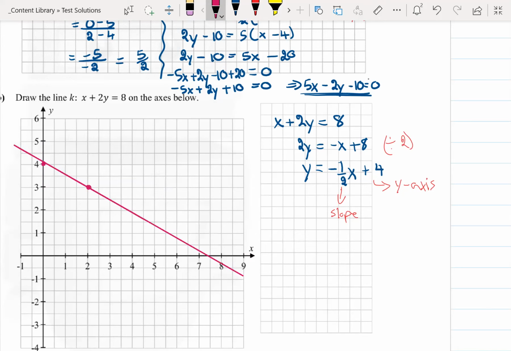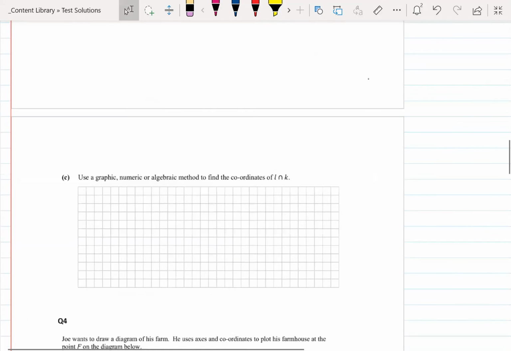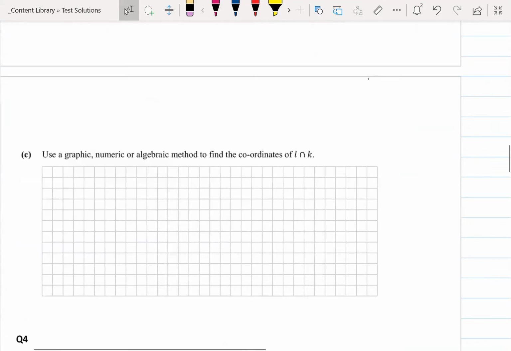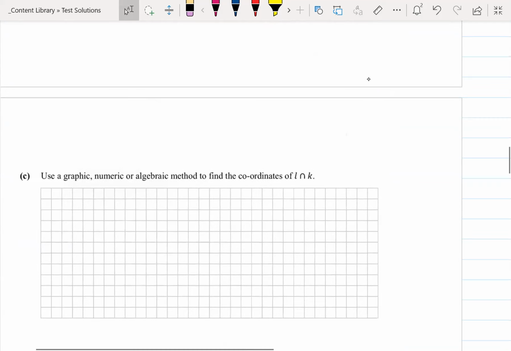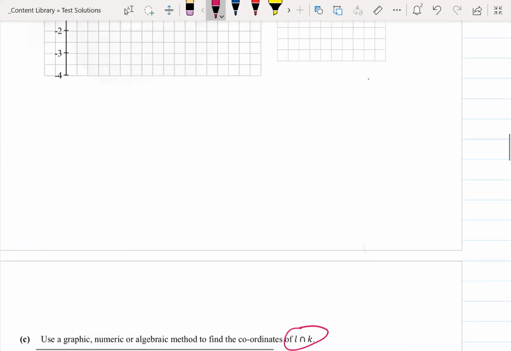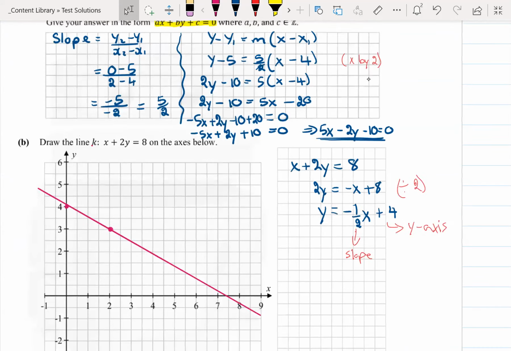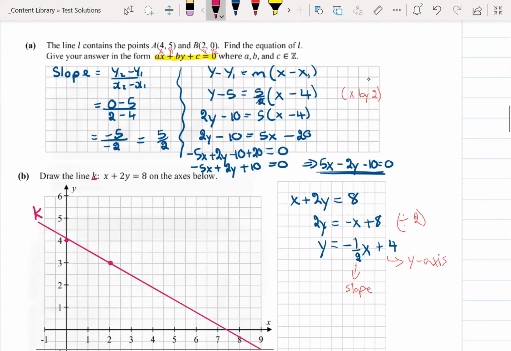Okay, then it asks us on the next page, using a graphic, numeric, or algebraic method, find the coordinates of L intersection K, so where the 2 lines meet. Well, this is the line K that we just drew. Now, L must be the first part up here. So we'll have to draw this line as well. So let's draw that the same way.